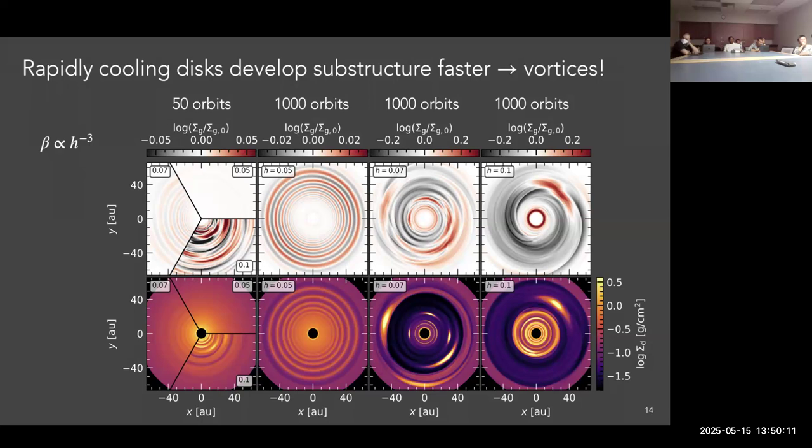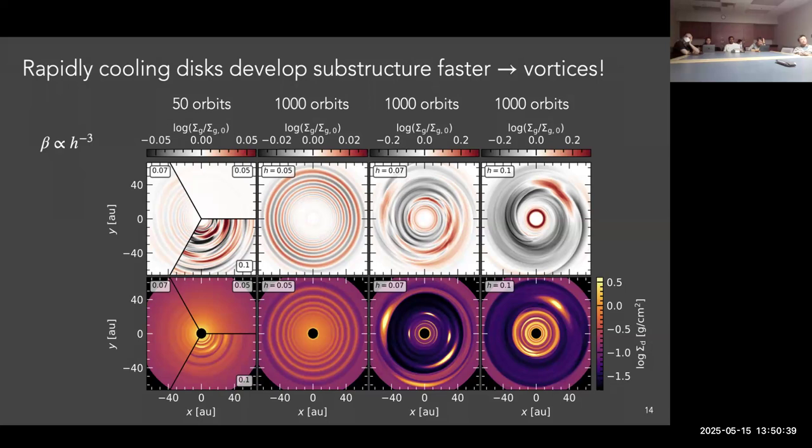And what you see on this bottom panel is that as I increase the aspect ratio, these rings break into vortices. And on the 7% aspect ratio case, you can see 1 vortex per ring in principle. So you can count about 7 vortices, I think, here. 1, 2, 3, 4, 5, 6, 7 vortices. And that's simply because this process is a linear growing ring forming process.